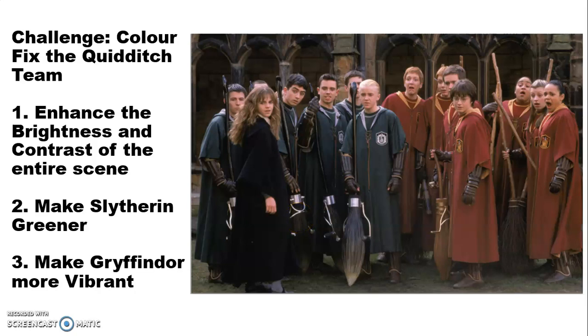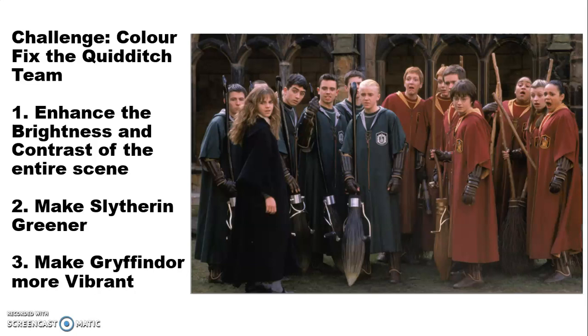In this tutorial, we are going to find out how to colour correct an image using Adobe Photoshop. We're going to take this image here, which shows the Harry Potter Quidditch team, and we're going to try and enhance the overall appearance of it. You notice that in this image, the robes are a little bit dull, and the overall cast of the image means that, apart from maybe Malfoy, no one person particularly stands out.